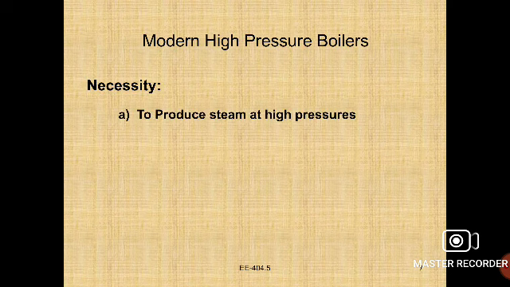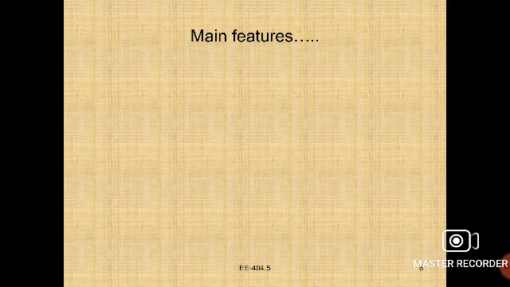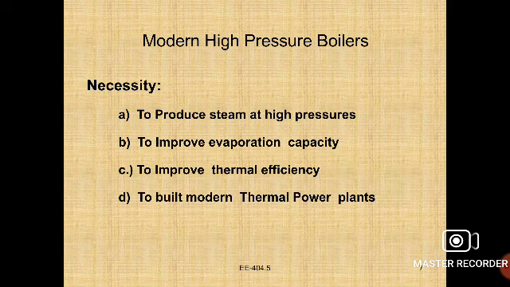First of all, we need to know the necessity of modern boilers: to produce steam at high pressure, to improve evaporation capacity, to improve thermal efficiency, and to build modern thermal power plants. These are the main necessities. The efficiency of steam power plants can be increased by supplying steam at high pressure and temperature. In all modern boiler plants, high pressures of more than 100 bar are used.